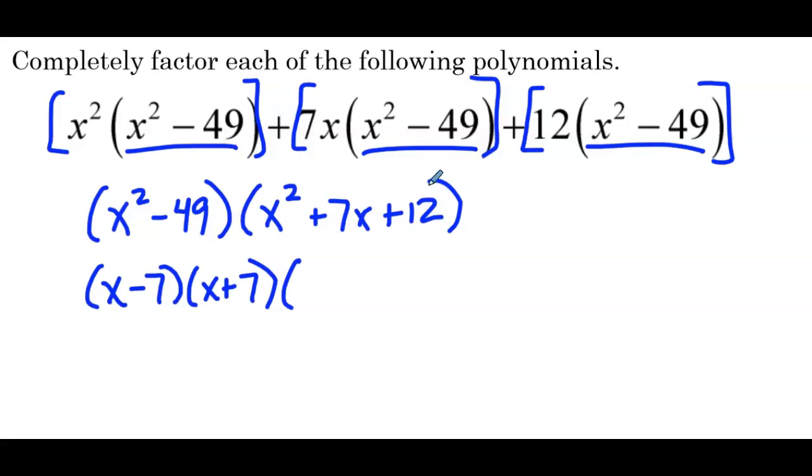Well, 1 times 12, so that's 12. So factors of 12 that add to 7 are 4 and 3. So (x plus 4) times (x plus 3). Okay, so we took a GCF out. We factored with the difference of two squares and trinomial factoring. So we had three different types of factoring in this one problem.